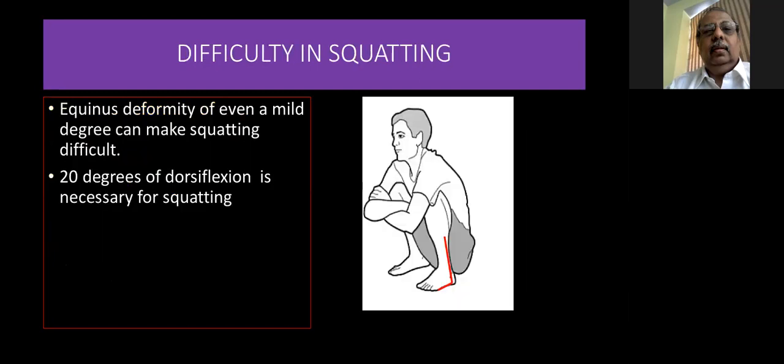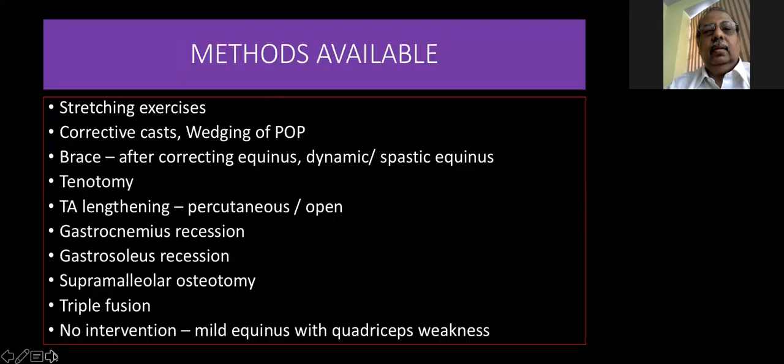What is the functional problem? They will have difficulty in squatting because you need at least 20 degrees of dorsiflexion to sit on the floor or squat on the floor. So squatting becomes difficult. So these are the effects of equinus.